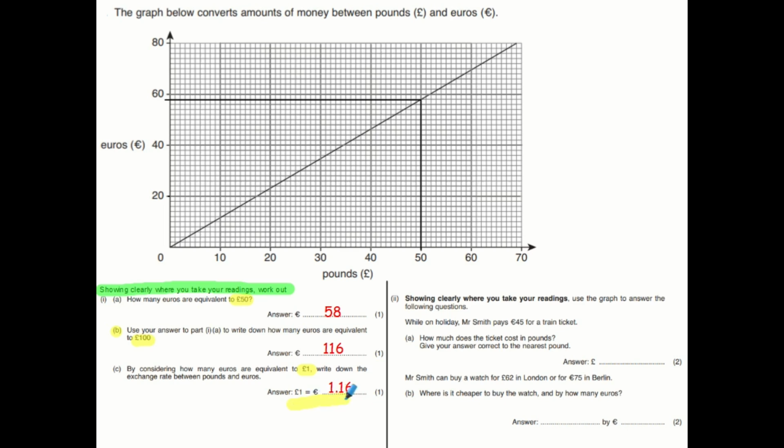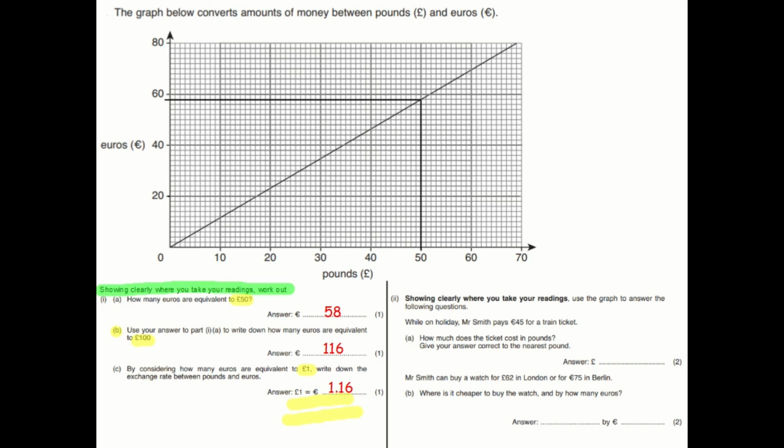And this is normally the way that currency exchange rates are written. They're normally written £1 is equivalent to some other currency, in this case euros. So £1 is equivalent to 1.16 euros. That is how currency conversion rates are normally given. £1 is equivalent to some other amount of currency.